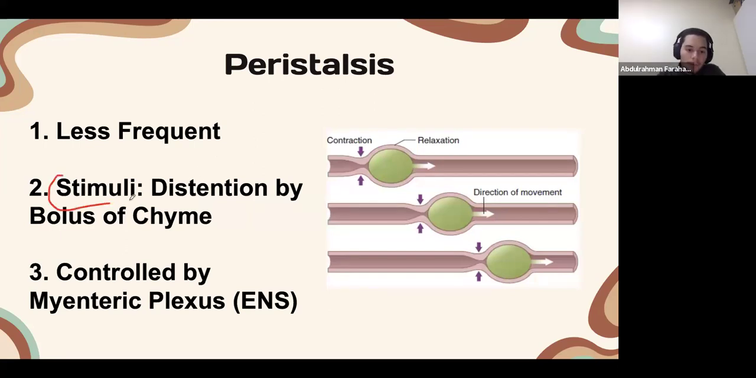This is also a thing to keep in mind: the stimulus for peristalsis is distension by a bolus of chyme. The small intestine is usually relaxed like this, and once food or a bolus of chyme enters, it will distend the small intestine. This distension initiates peristalsis. Of course, it's controlled by the enteric nervous system, not by the sympathetic or parasympathetic. Forget about them. When you speak about peristalsis, your main focus should be the enteric nervous system.